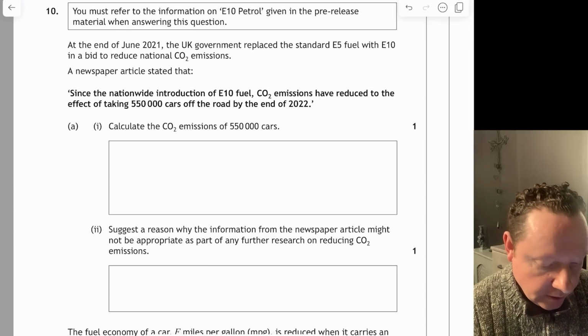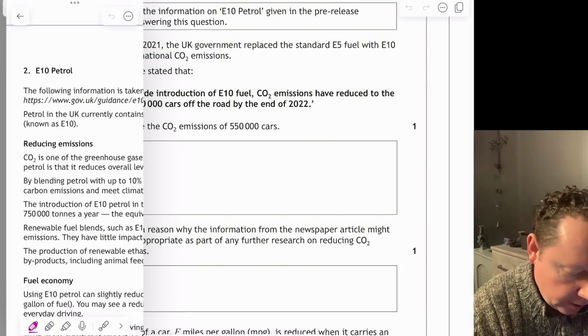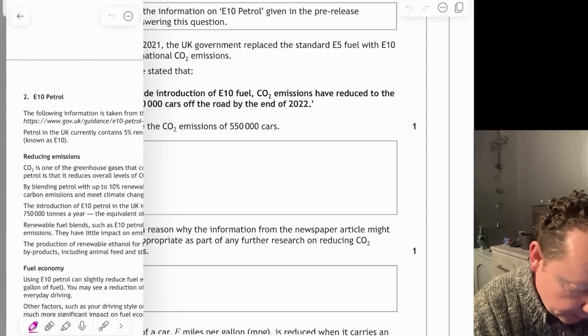We have to calculate the CO2 emissions of 550,000 cars. So let's have a look at this. There's data we've got at the side here. There's the E10 petrol.